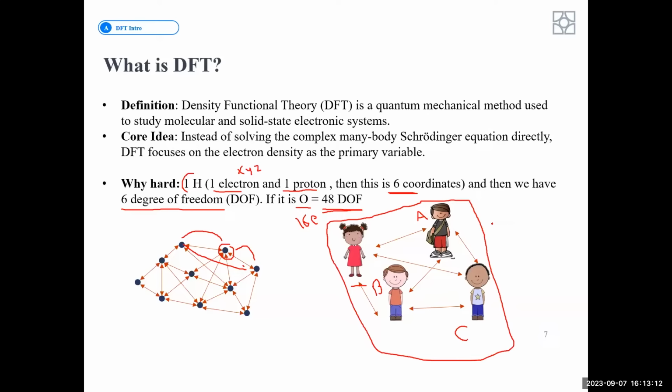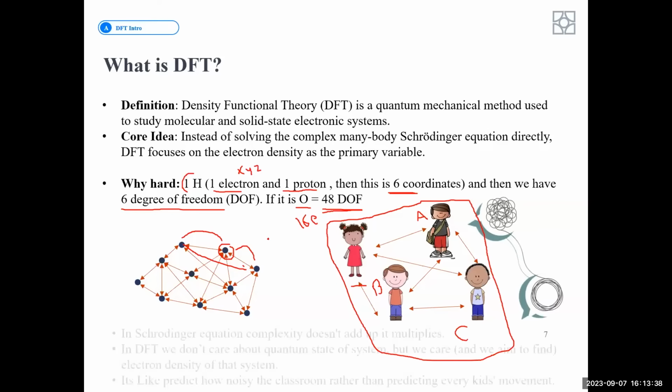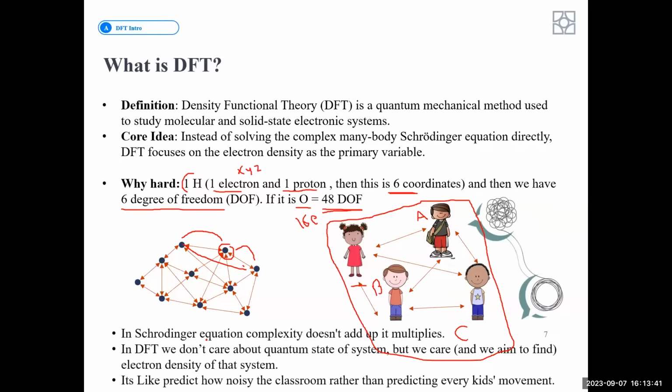By this way, I can understand the overall status of my school or my classroom, whether it's active or noisy, and how the students are interacting with each other. So it's really complex to deal with if we are tackling each student, what he is doing. So this is simply what we are mentioning. Then if we are dealing with the Schrodinger equation, this is a really complex equation. Again, in the Schrodinger equation, complexity is very important.